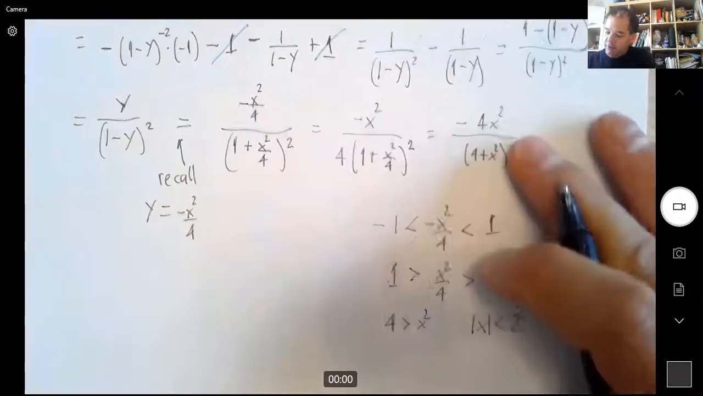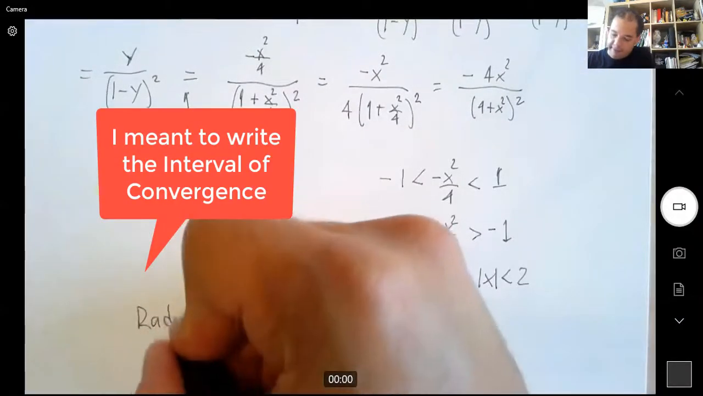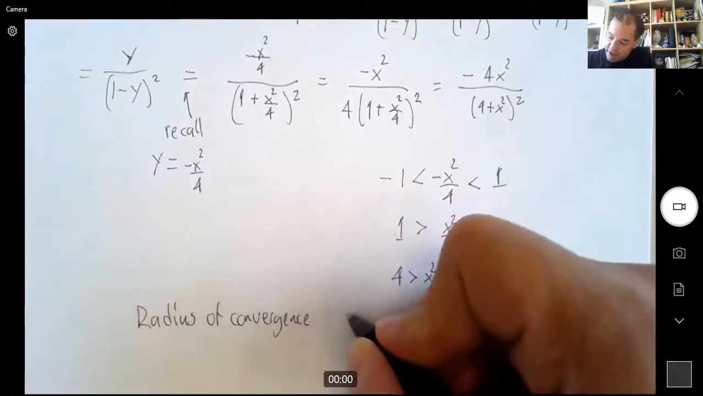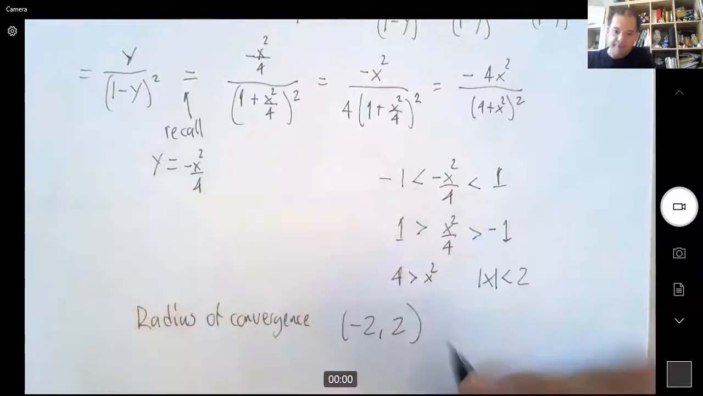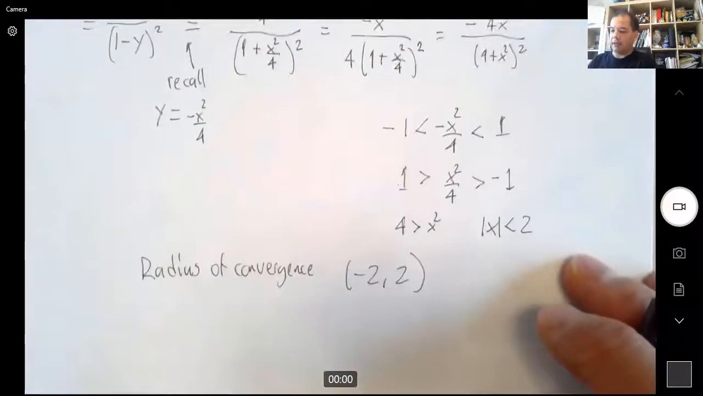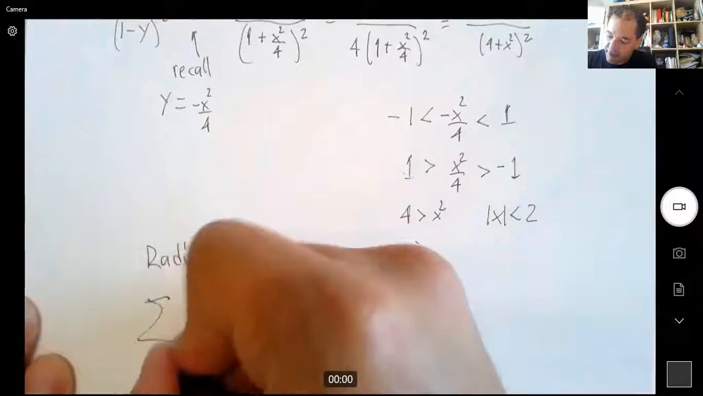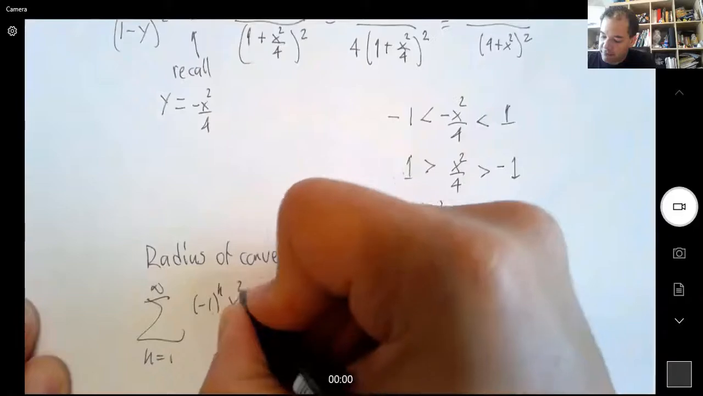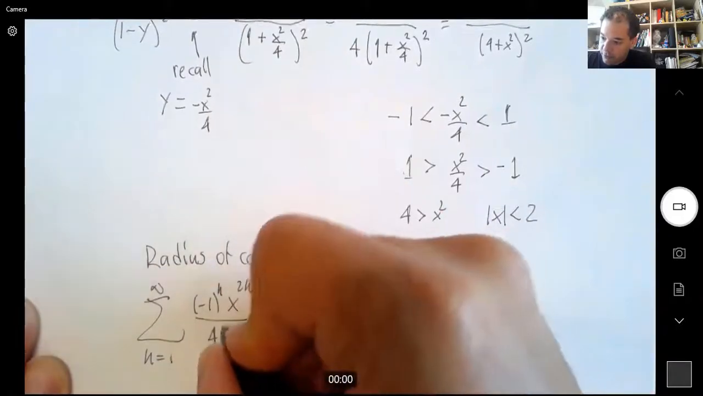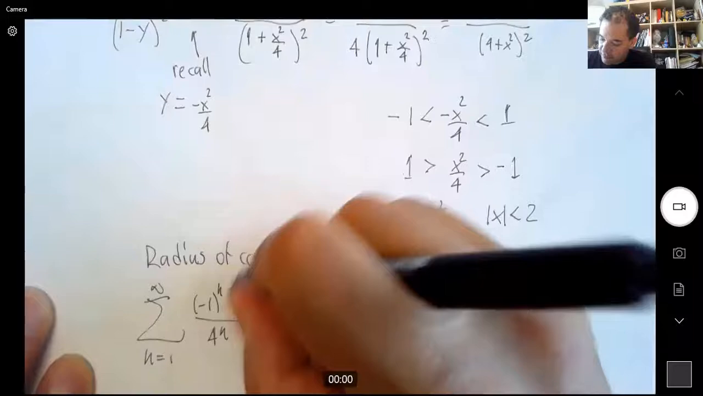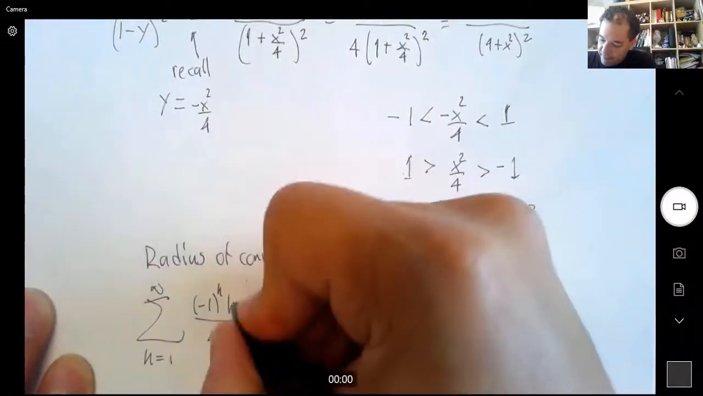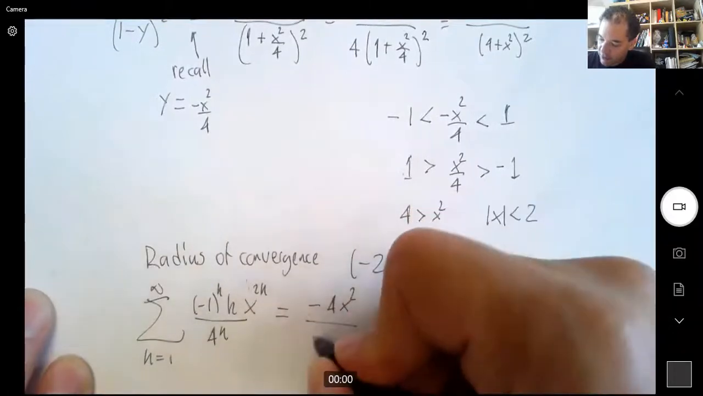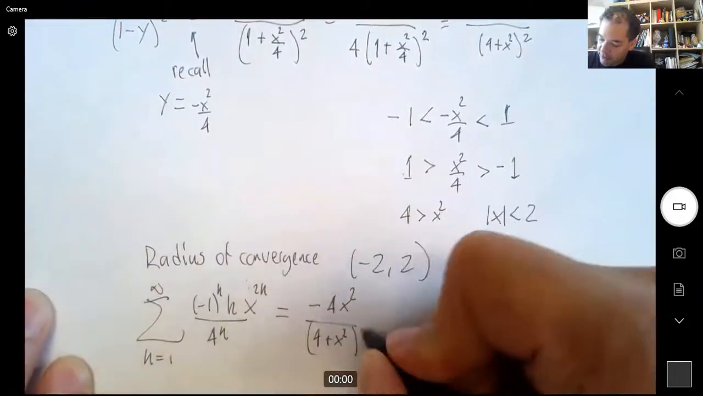negative 2 and 2. So the radius of convergence is from negative 2 to 2, right? And just to summarize, the series that we started with, the sum from 1 to infinity of negative 1 to the k, x to the 2k, over 4 to the k, is equal to negative 4x squared over the quantity 4 plus x squared, squared.